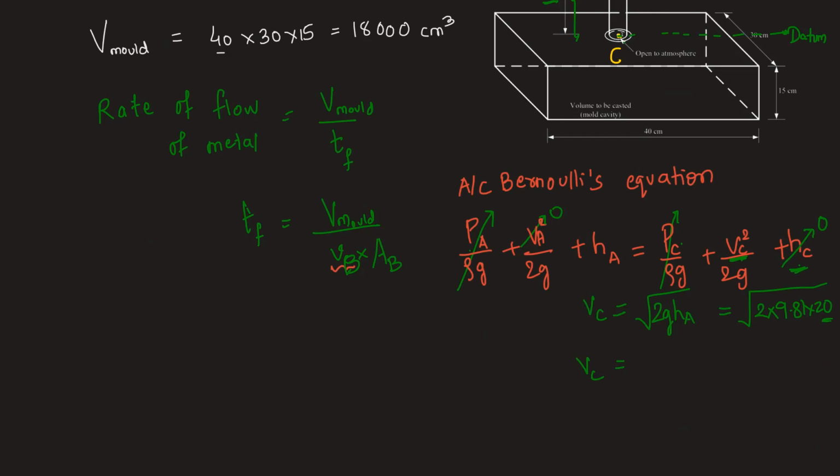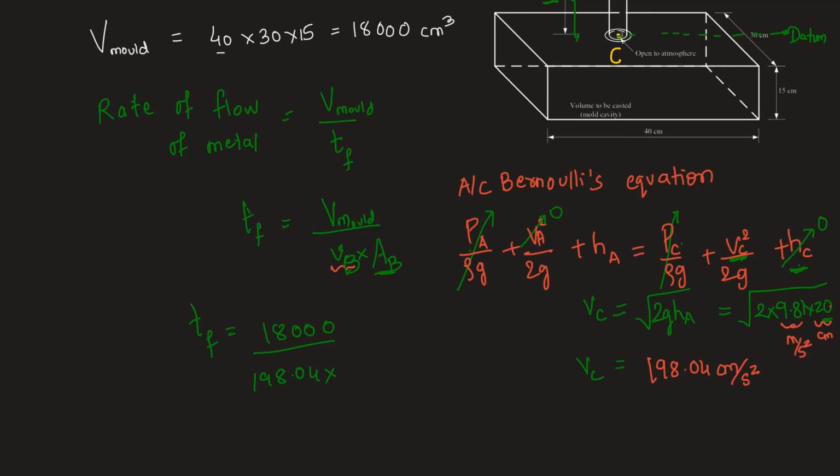Now here units are not matching because 9.81 is in meter per second square and 20 is in centimeter. So we will have to convert either of them. If we convert this to centimeter per second square, we will have the square root of 981 into 2 into 20. Taking that, we have the answer of VC as 198.04 centimeter per second. Putting this value here, we have TF is equal to 18,000 centimeter cube divided by 198.04 into area at point B.